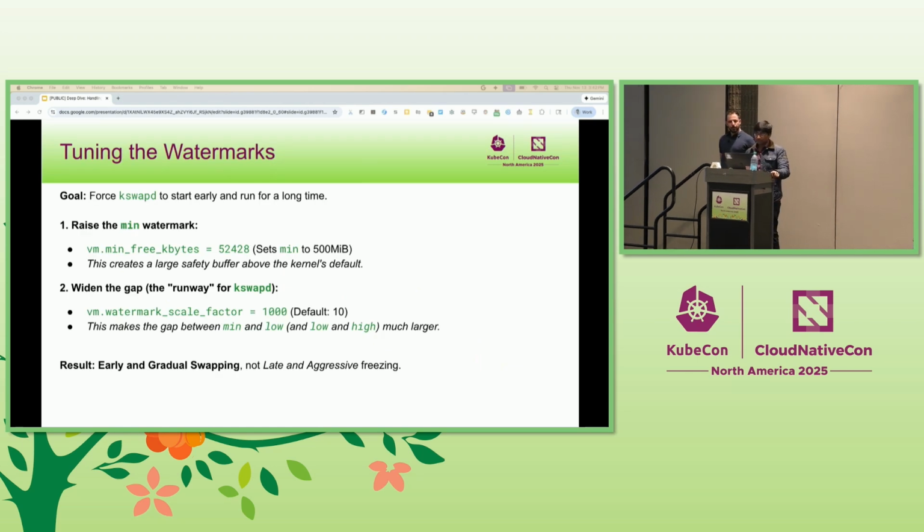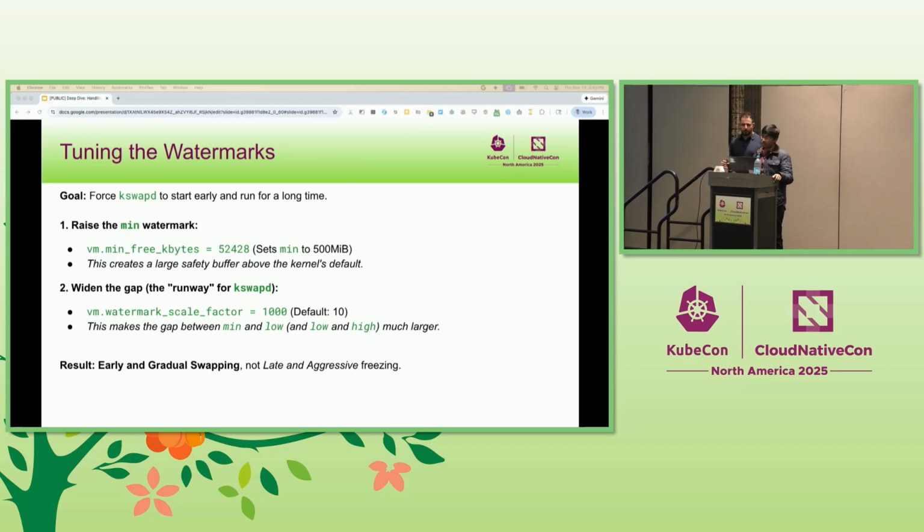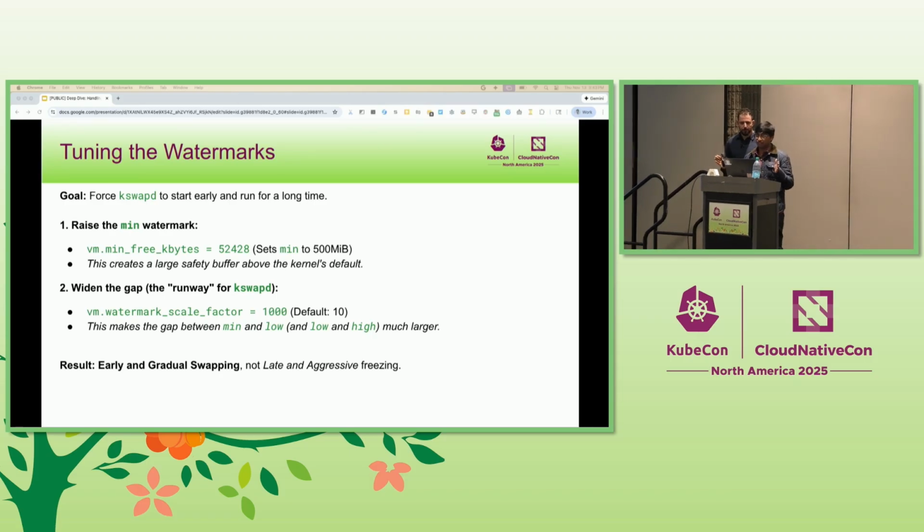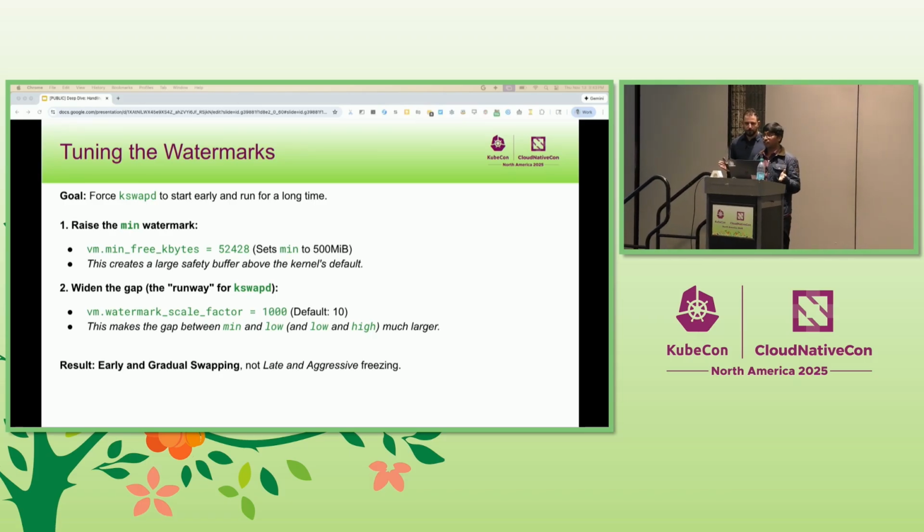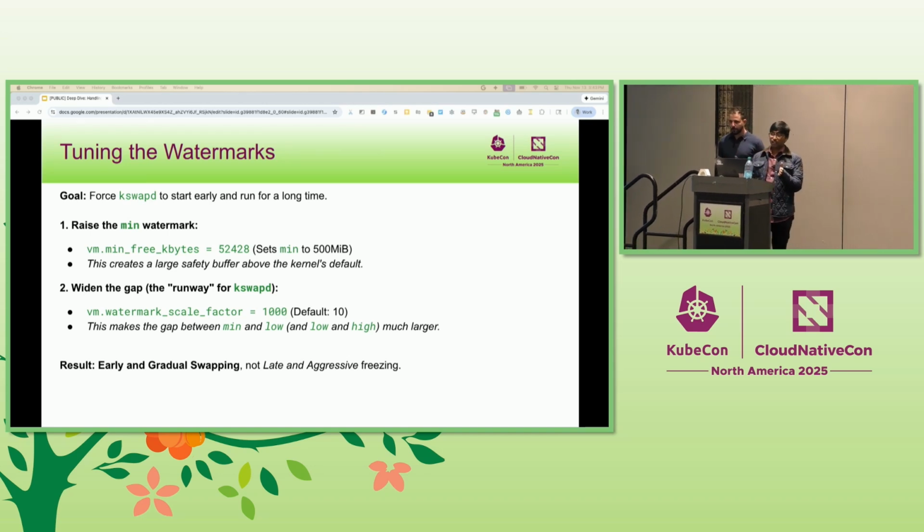Okay, now we talked about two things. I just wanted to re-emphasize what the parameters do. Raising the min watermark creates a larger safety buffer for the kernel. With scale factor, you widen the runway for swap to act gradually. So by defining the amount of memory left in a node before the kswapd daemon is woken up, and when it stops freeing up memory, you are basically controlling the aggressiveness of your swap activity on the node.